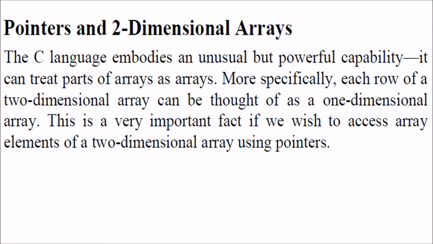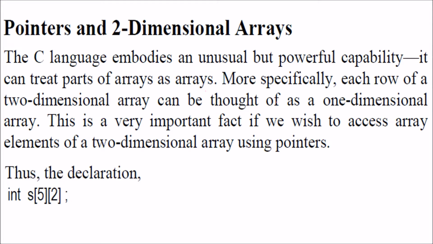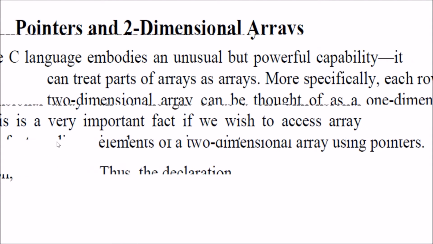Pointers and two-dimensional arrays. In C language, we can treat an array inside an array. That means you can have a two-dimensional array. It is essentially a one-dimensional array where each element points to again an array. We'll see about that, and basically we have pointers related to it.